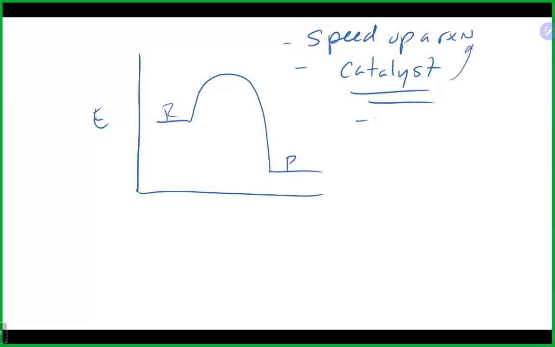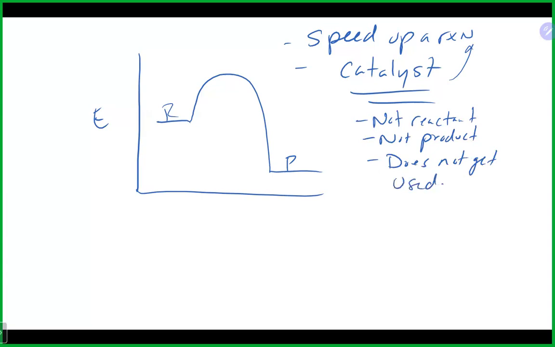A catalyst is not a reactant. It is not a product. And it does not get used up in the reaction. It is there simply to facilitate that reaction happening more efficiently and faster.